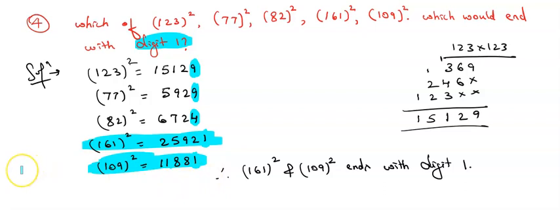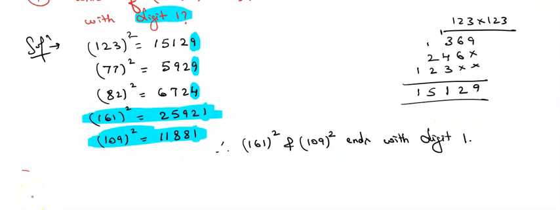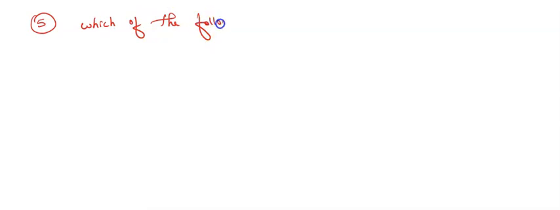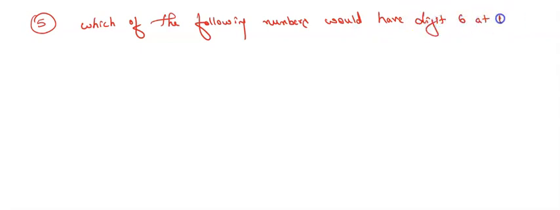Is this clear? Good. Next, let me solve the next question. Question number 5. Are you understanding the steps? Good. Take down. Next, question number 5. Which of the following numbers would have digit 6 at units place?